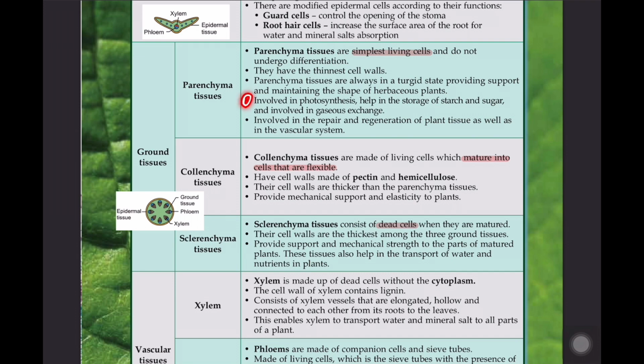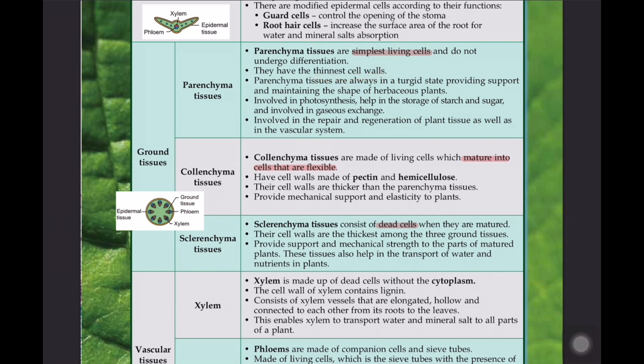So due to the thinness of the cell wall, it helps to facilitate photosynthesis and gaseous exchange of the plants. Okay, and lastly, it is involved in the repair and regeneration of plant tissues, as well as in the vascular system. So that's parenchyma: simplest living cell, does not undergo differentiation, thinnest cell wall.